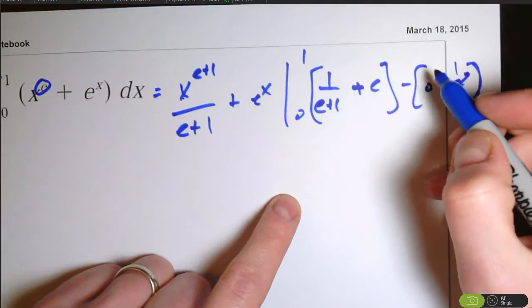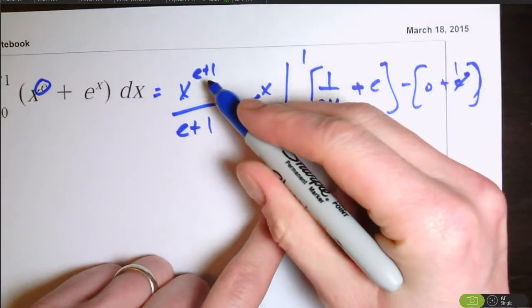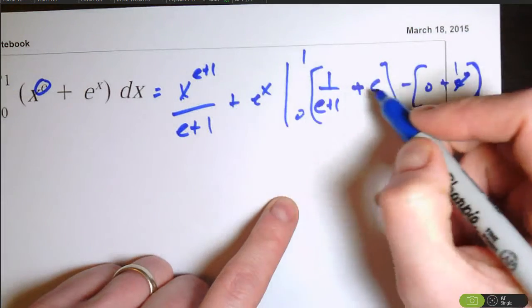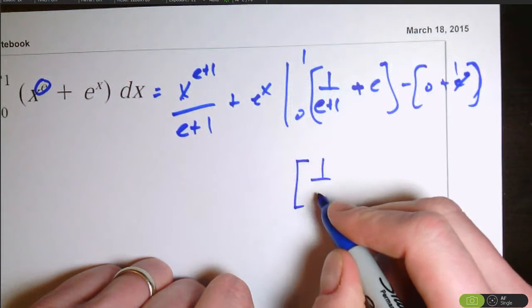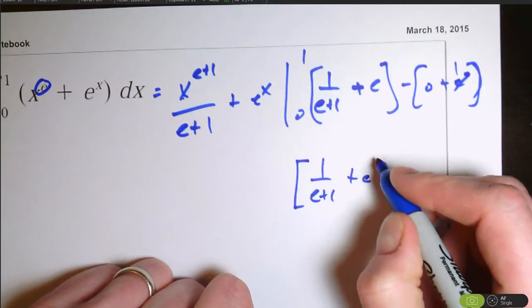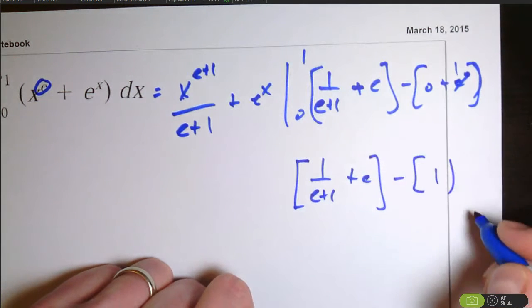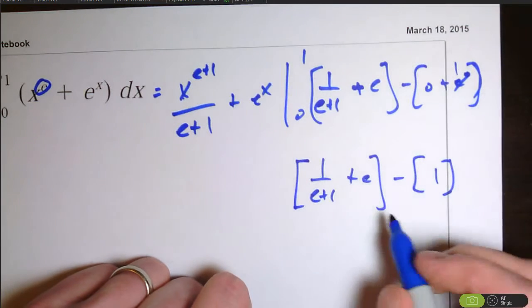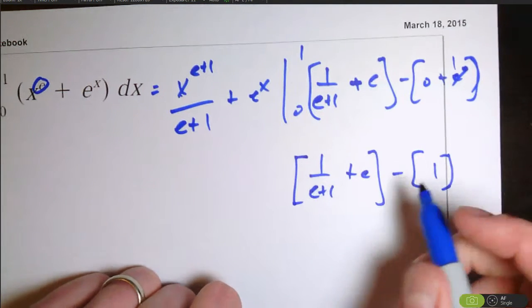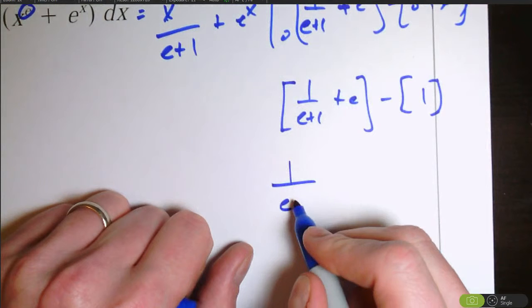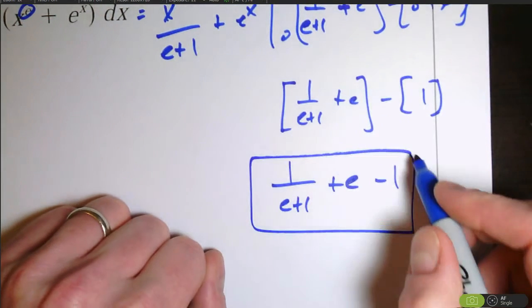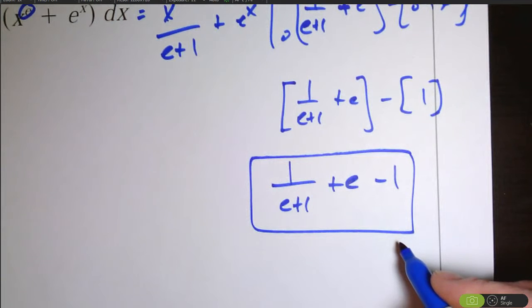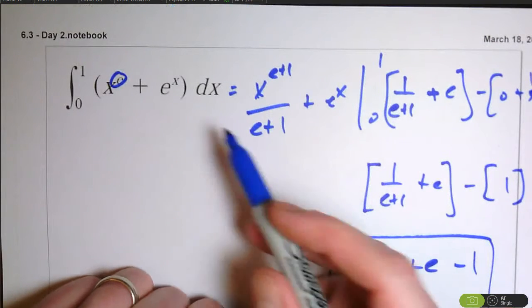Oh, sorry, ran out of space there, I didn't realize that. So 0 when I plugged in 0, and then 1 when I plugged in 0 for that. So I really have then 1 over e plus 1 plus e minus 1. I don't even mess with making this common, just 1 over e plus 1 plus e minus 1. That's a fantastic answer. But actually it's a pretty easy integral to knock out.